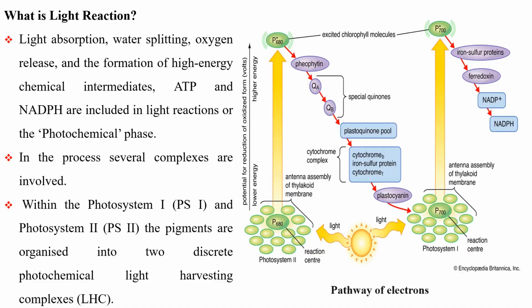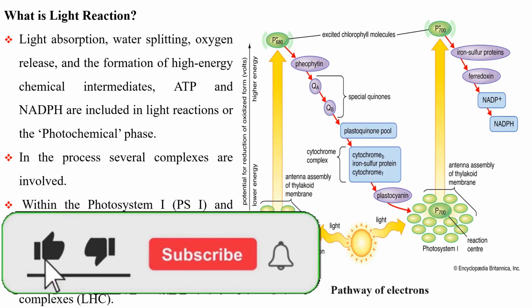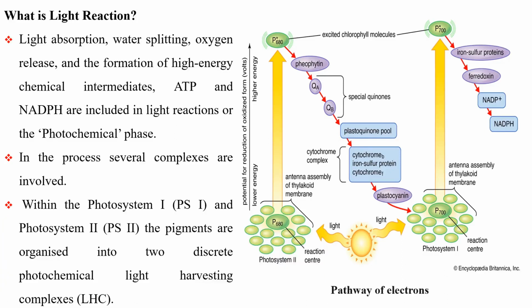What is light reaction? Light absorption, water splitting, oxygen release, and the formation of high energy chemical intermediates ATP and NADPH are included in light reactions or the photochemical phase. In the process, several complexes are involved.